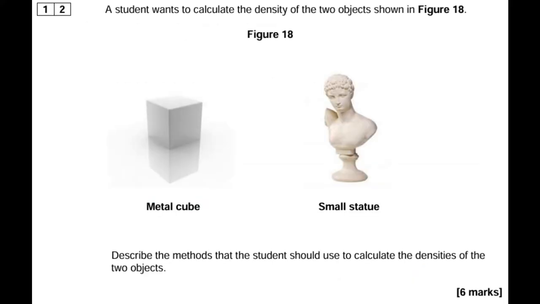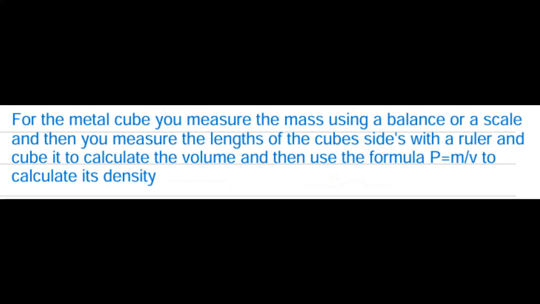Now on to the second to last question, question 12. A student wants to calculate the two densities of the object shown in figure 18, which is a metal cube and a small statue. Describe the methods that the student should use to calculate the densities of the two objects. This is a 6-mark extended answer question. I'm just going to go through my written answer, starting off with the metal cube.